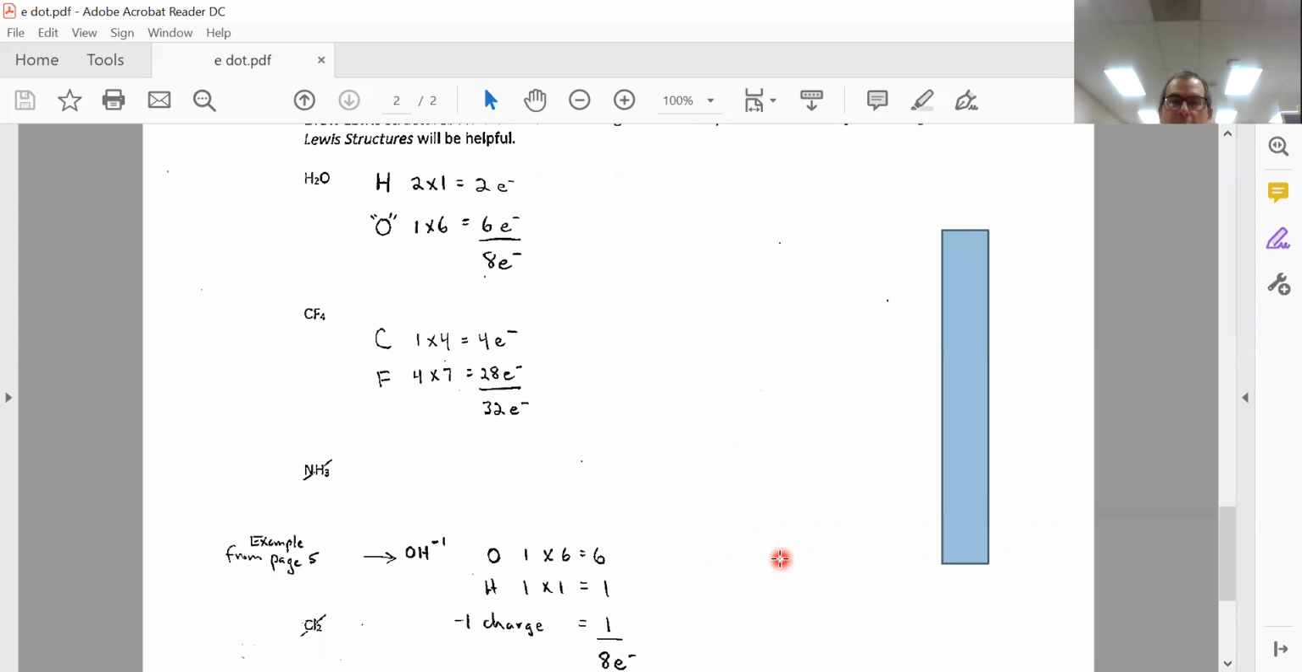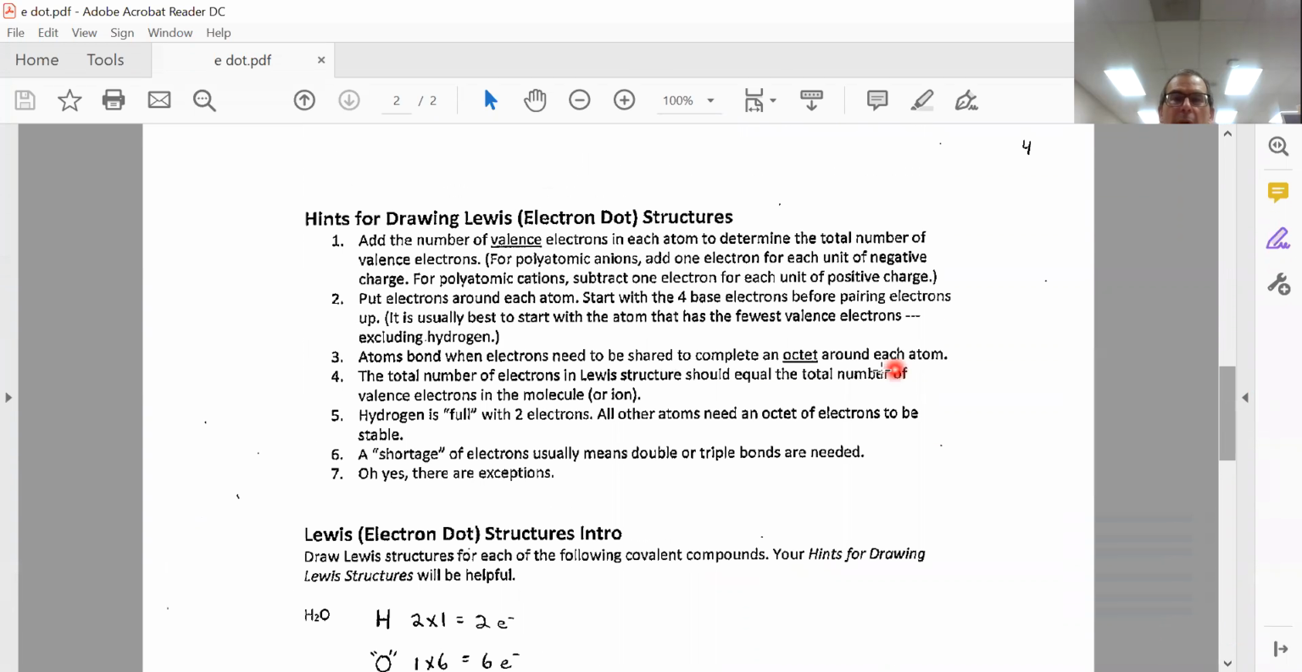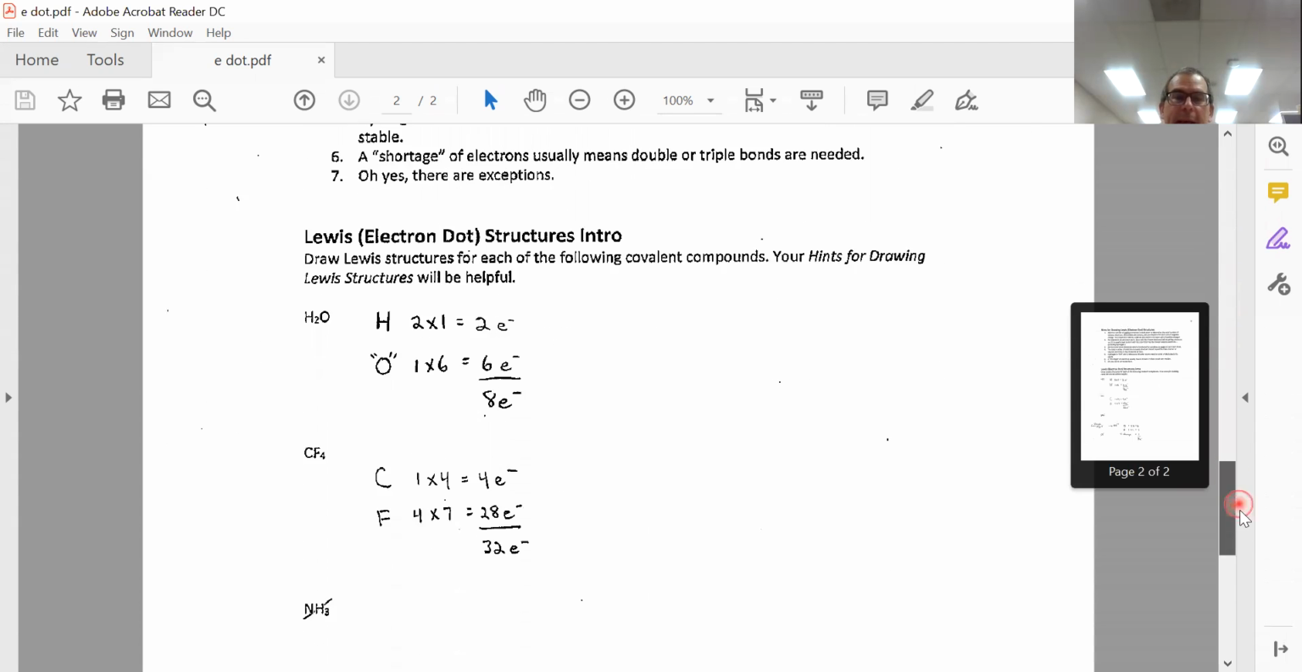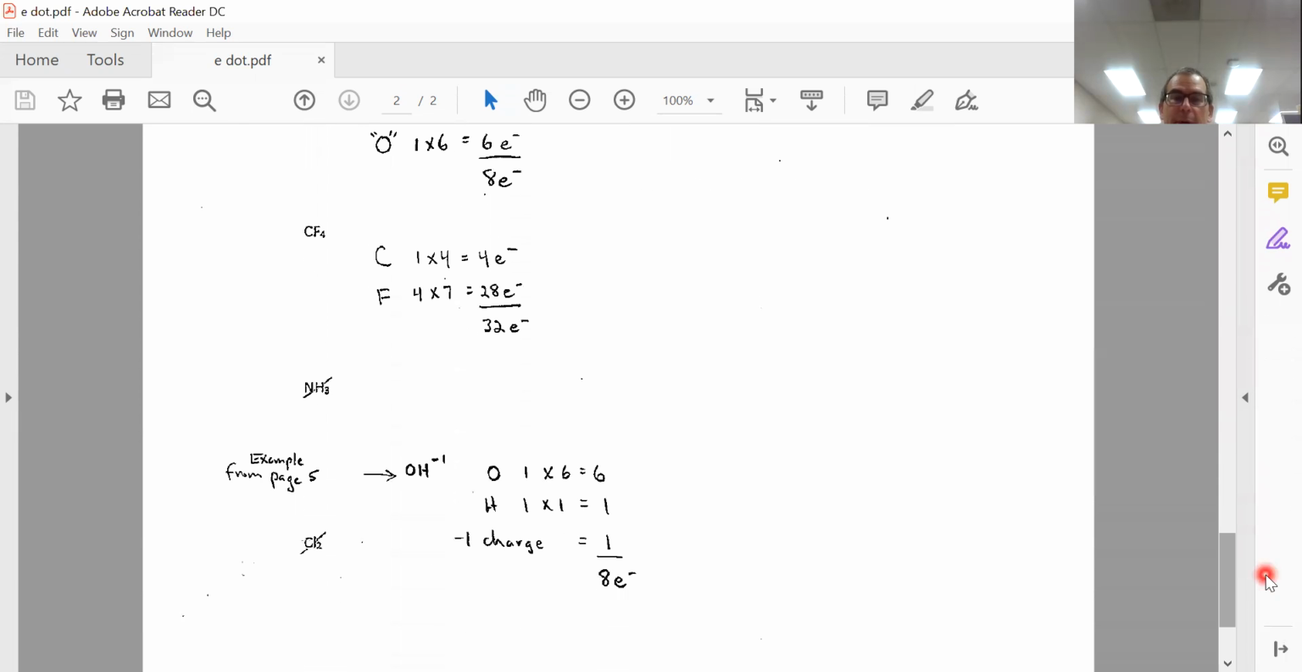And I'm going to do my 6 oxygens. And I'm just going to go up to my rules. If you have anions, add 1 electron for each unit of negative charge; for cations, subtract 1 electron for each unit of positive charge. So if I have an extra negative charge, I get to add an electron to my structure. So I'm going to do that. And I have 6 for oxygen, 1 for hydrogen, and the -1 charge gives me an extra electron.